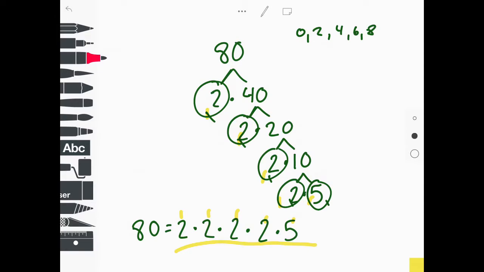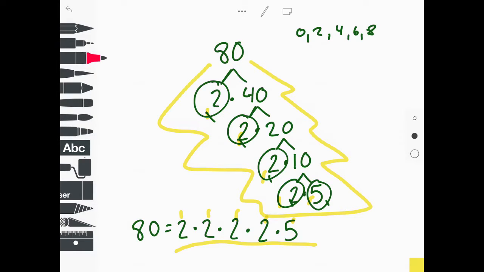And that is how you use a factor tree. See how it kind of looks like a tree? This tree's kind of sideways. That's okay. A factor tree to find the prime factorization. And this is a prime factorization. It's a string of numbers all being multiplied together. And all those numbers are only prime numbers. They're the prime factors of 80.